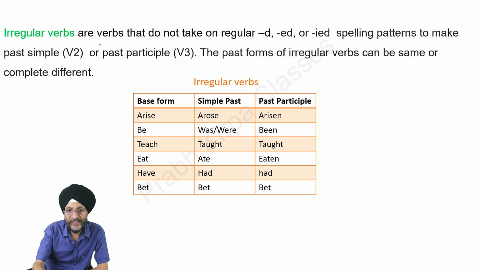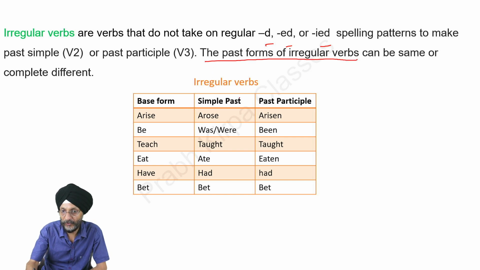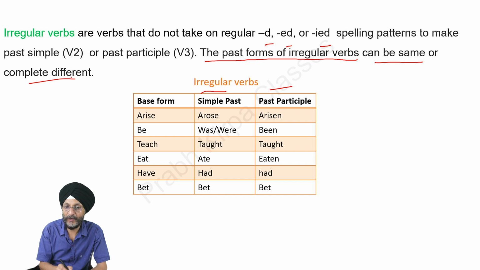There may also be irregular verbs. Irregular verbs are those verbs which do not follow the rule of adding d, ed or ied. When these verbs are there, the past forms of the irregular verbs, that is simple past and past participle, can be the same or can be completely different. For example, arise becomes arose, arisen.